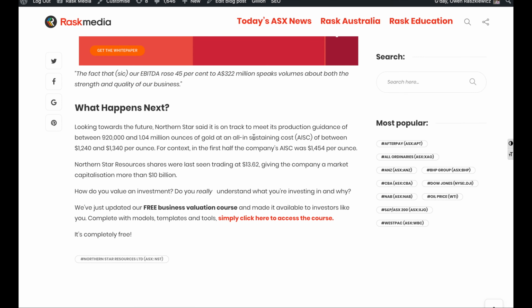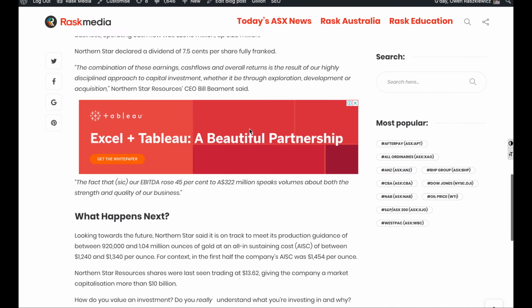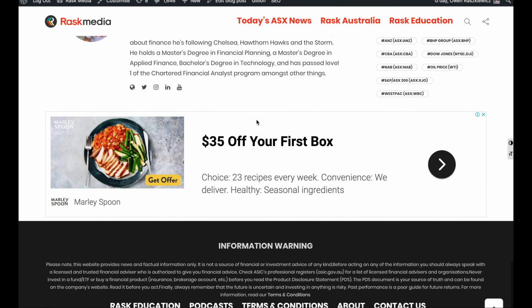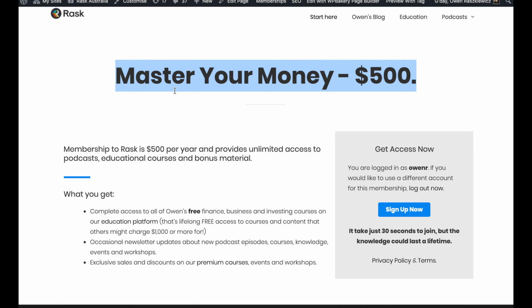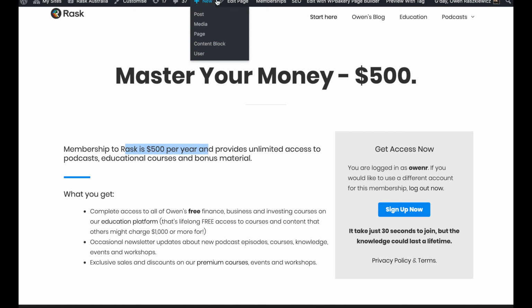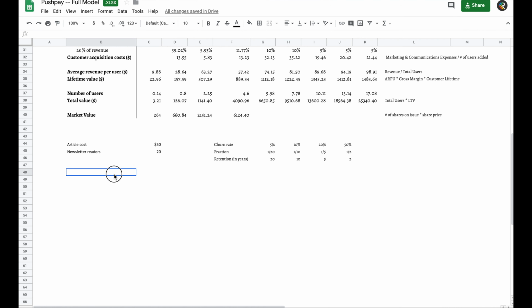So here, where we have Rask Media, the good old Rask Media, people read our articles, they click on this link, they join our emails, I bombard them with marketing, just kidding, but I do send them some marketing and I say, hey, join this and you'll get amazing stuff for $500. And they do. So we estimated that it cost me $50 per article written. So I have to pay someone to do that. And from that, I get 20 email addresses. So people joining my newsletter.